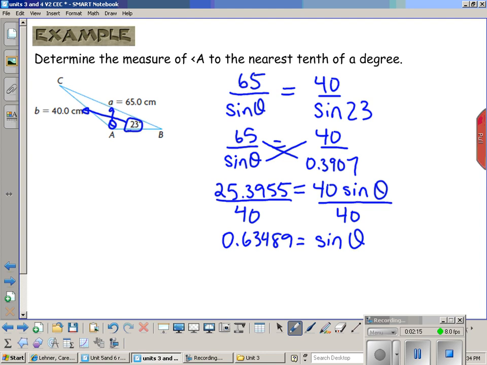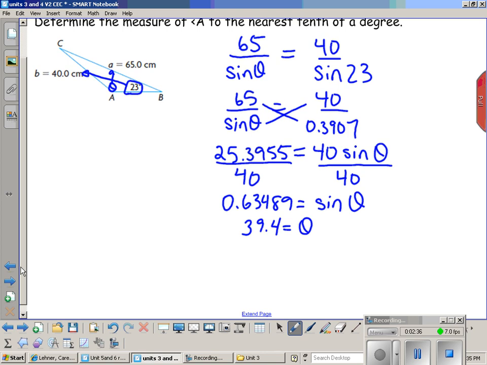And now because we are looking for the angle measure, remember we have to use our second function or our shift button so that we're using the inverse operation. And we end up with 39.4 equals theta. Now what you have to ask yourself is, is that a reasonable answer if you look at your diagram? What kind of an angle was angle A in the diagram? Hopefully you've recognized that it was an obtuse angle.